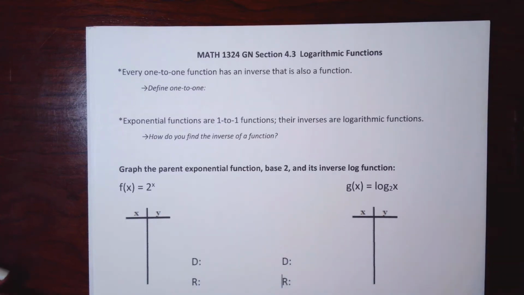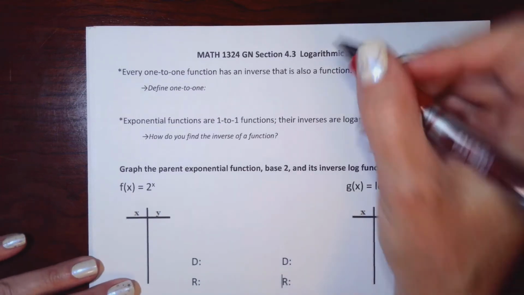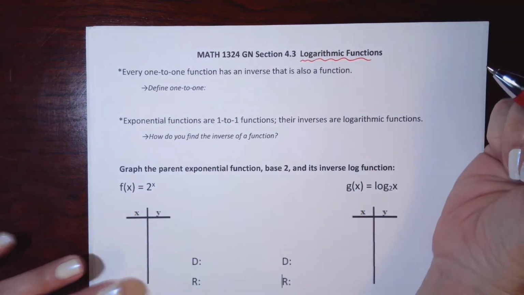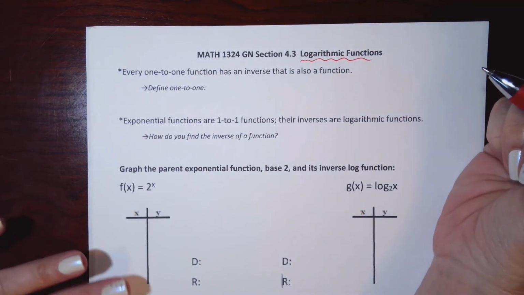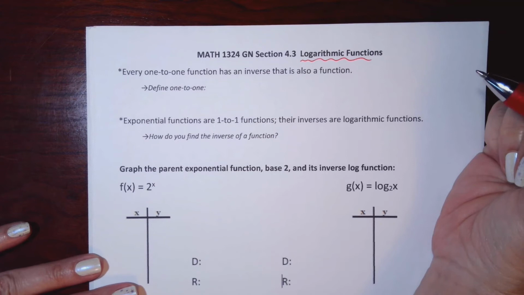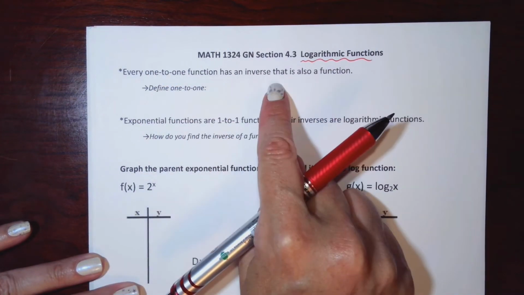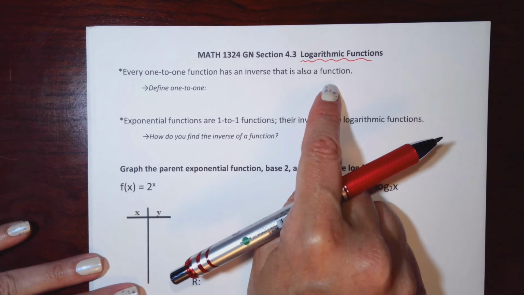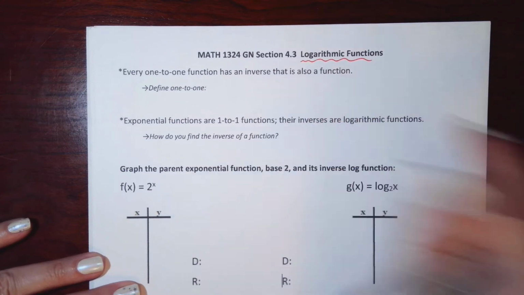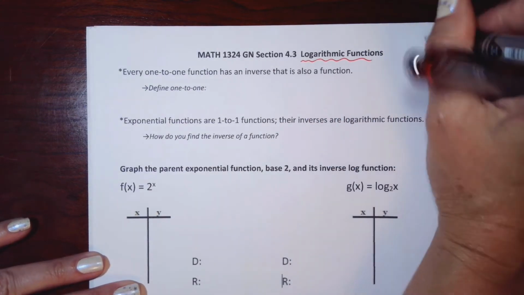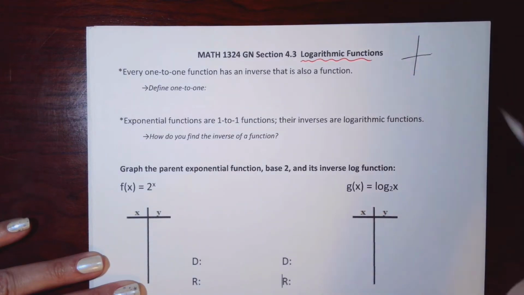In our video today, we're going to move on and explore logarithmic functions from section 4.3. We last focused on the exponential function. Every one-to-one function has an inverse that is also a function. Now, we know that to be a function, it has to pass the vertical line test.